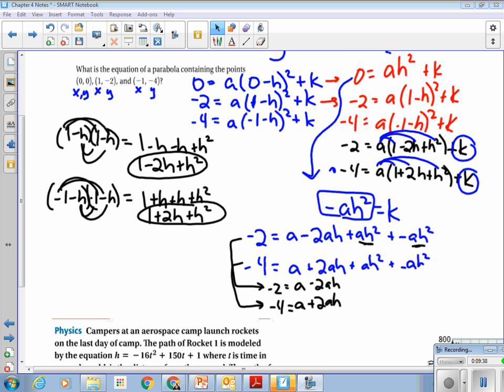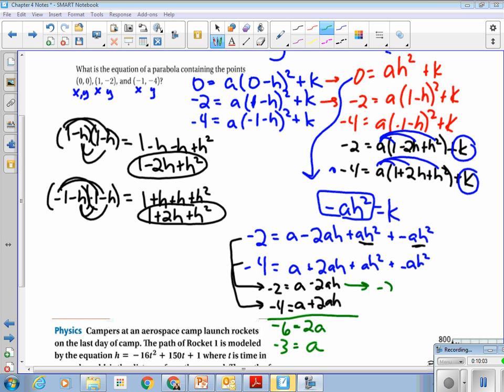You get negative 6 equals 2a. So if I just added these two equations together, the negative 2ah cancels, and I get a is equal to negative 3. If I have a is equal to negative 3, I could bring it up here and solve for h.